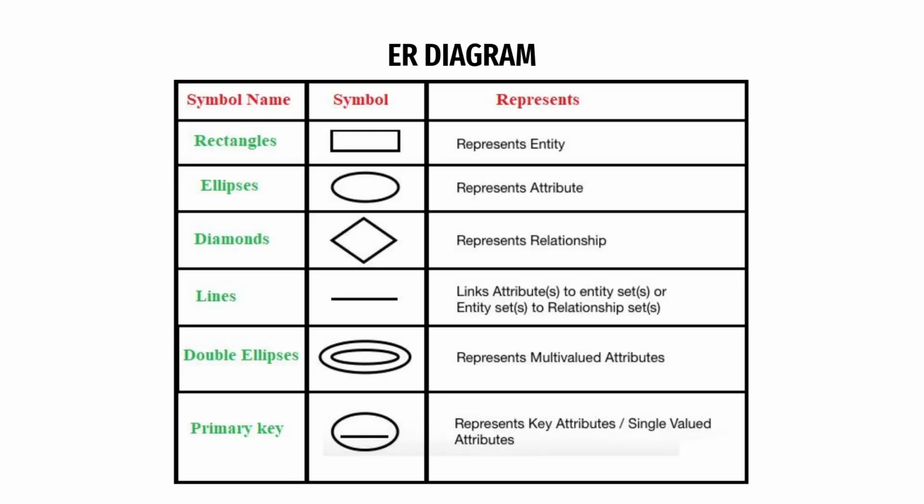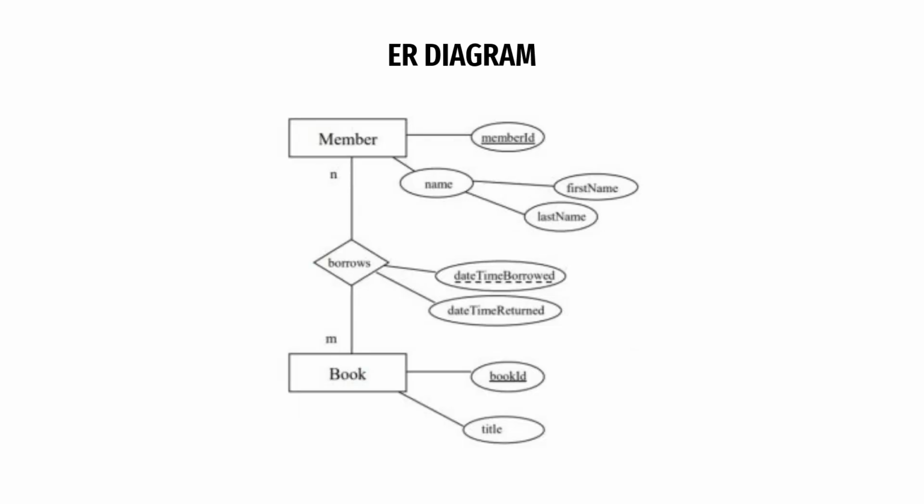These are the symbols which we are using to represent the entities. Rectangle symbol represents entity, ellipse represents attributes, diamond represents relationship, lines represent links of attributes to entity sets or entity sets to relationships, double ellipse represents multi-valued attributes, and primary key can be represented by an underline inside the ellipse. This is an ER diagram.